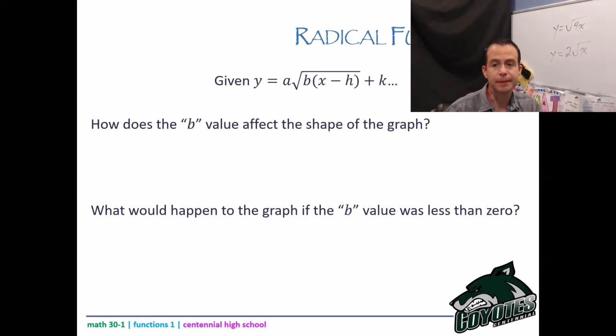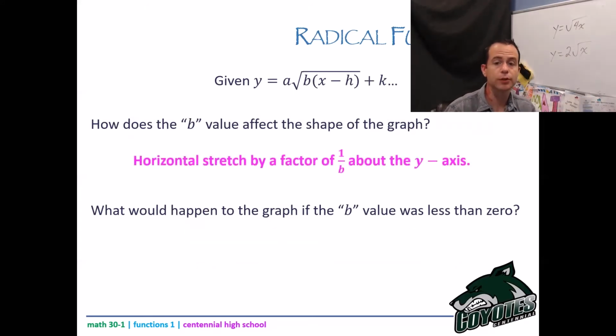Okay, how does the b value affect the shape of the graph? It'd be a horizontal stretch by a factor of 1 over b, and that would be about the y-axis. And again, if the b value is less than 0, if it's negative, we say that that's a reflection. Okay, horizontal reflection about the y-axis.